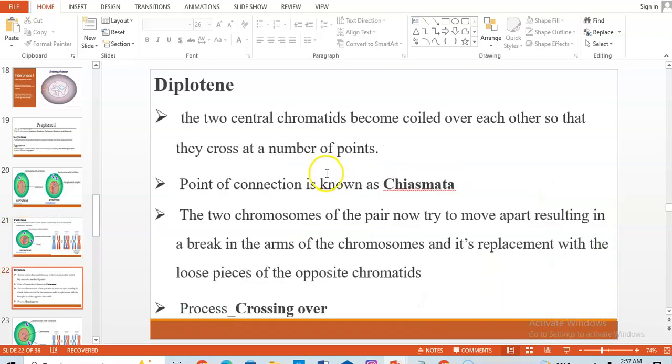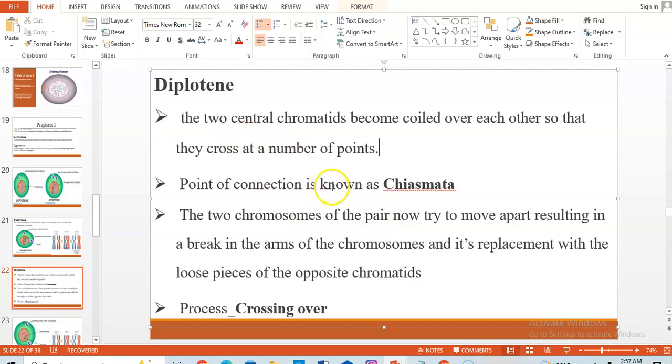Alright, so diplotene is a very, very important stage in gamete formation. Why? Because this is where the difference in the different gametes formed will occur. For example, every sperm formed at the end, they are not similar because of this stage. Every matured oocyte formed at the end, they are not similar because of this diplotene. So what happens at this stage?